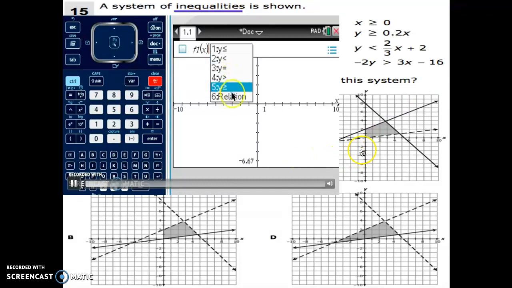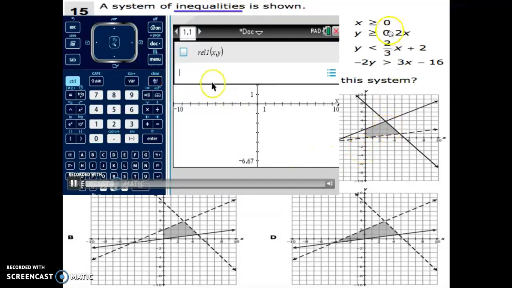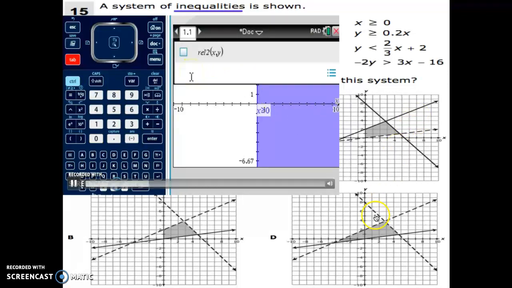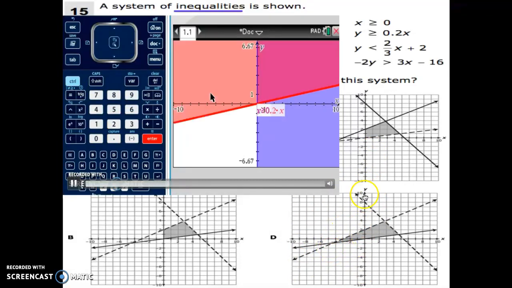Before I cross this off, remember that the first equation was x greater than or equal to 0, which shades the right side, which tells me that nothing in these answer choices can be on the left side. So instead of crossing off C right now, I should cross off D because it has part of the answer on the left side of x greater than or equal to 0.